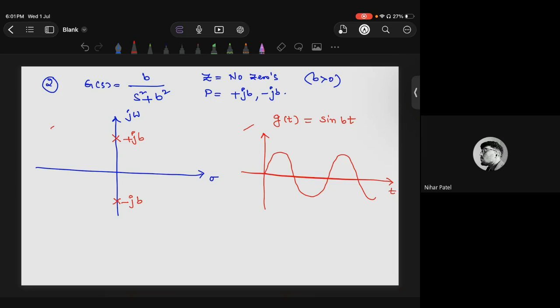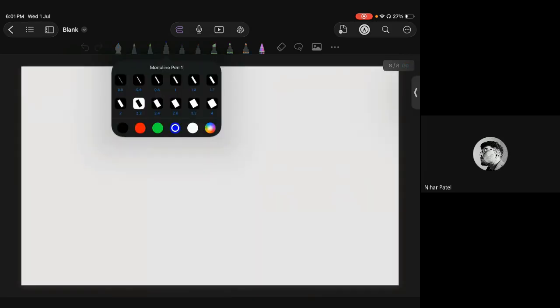Here again the response is neither decreasing nor increasing. It is oscillating between these two values. It is bounded. We will say this one is bounded between these two limits. Correct. Now let us consider one more example.